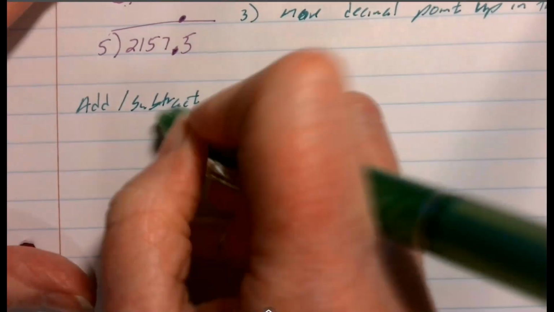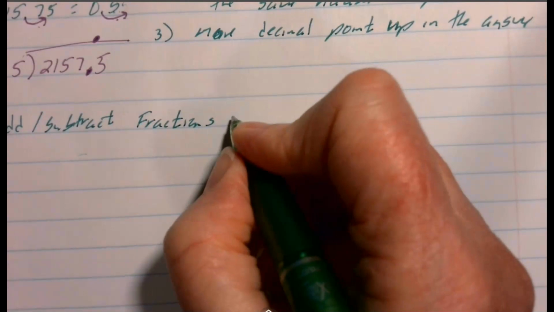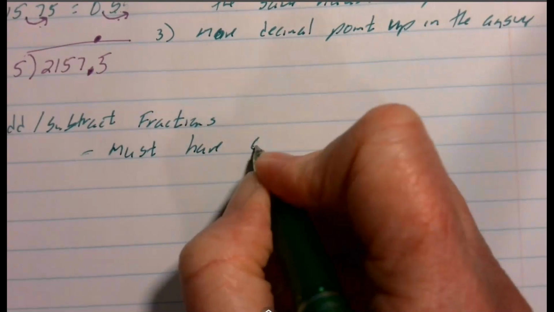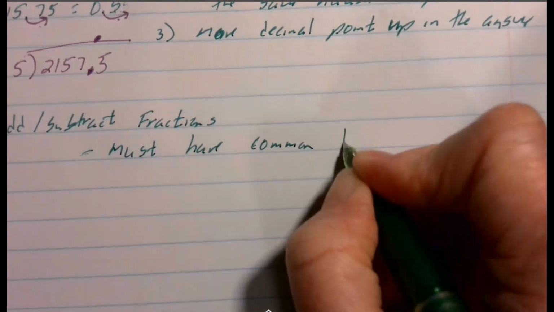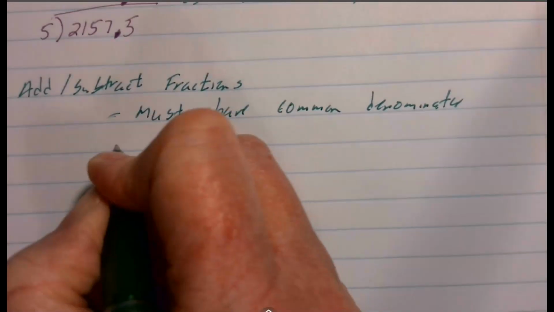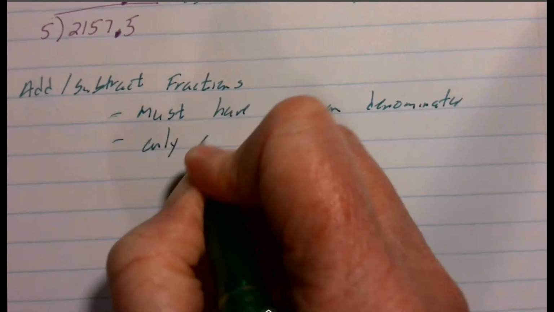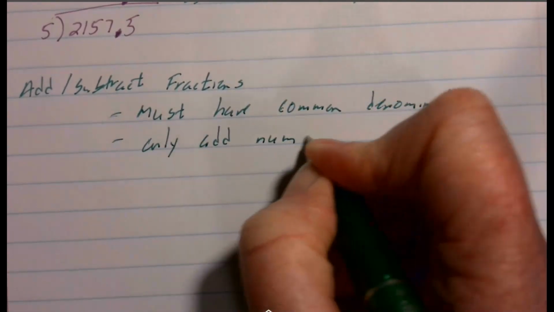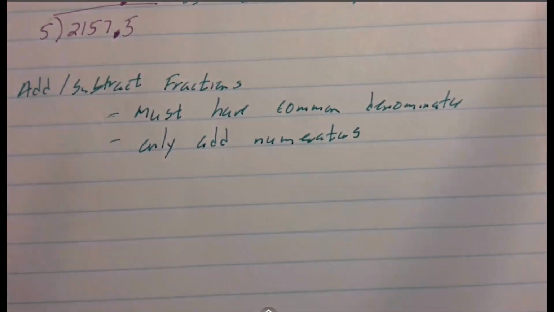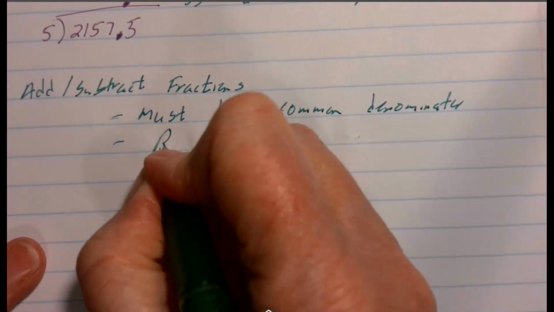If I want to add and subtract fractions, I must have a common denominator. Only add numerators. Oh, whoops. Hey, forgot a little step there. Hold on, I'm going to pause and erase. Okay, so I erased that next one. You must have a common denominator. Then you need to rewrite, if you did not have a common denominator, you must have one. If you already have one, just add the numerators.